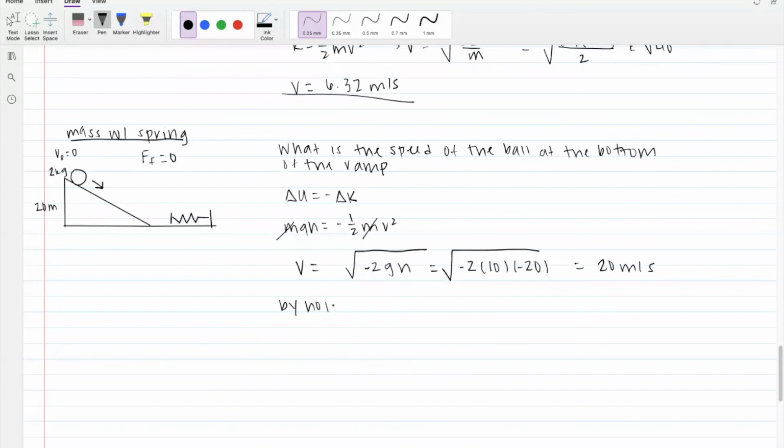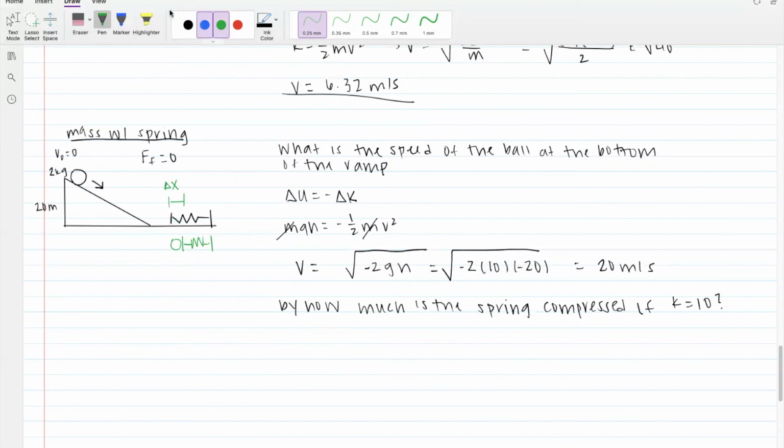By how much is the spring compressed if k is equal to 10? So that means by the time that the ball reaches this point, we want to know what this delta x is. Let's write this equation first.